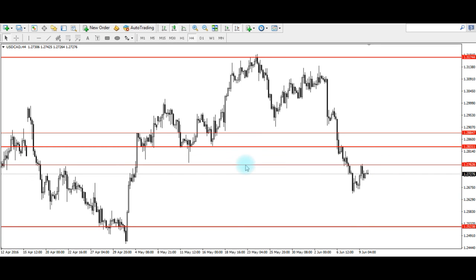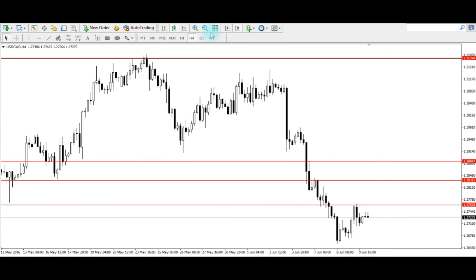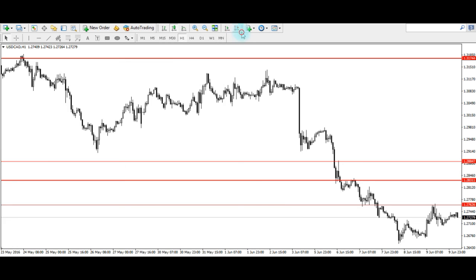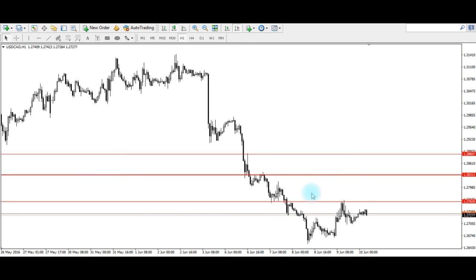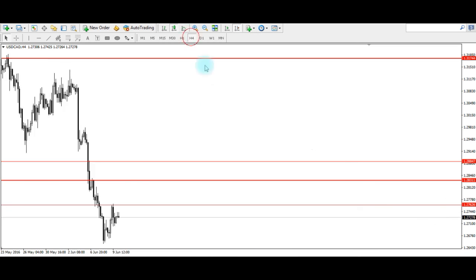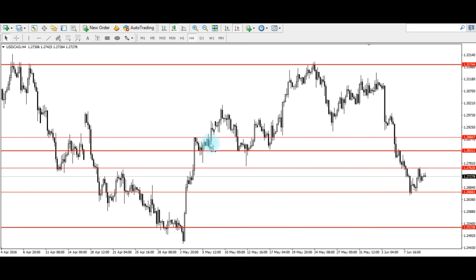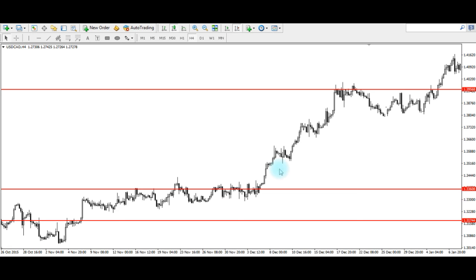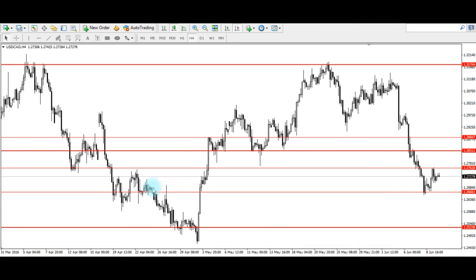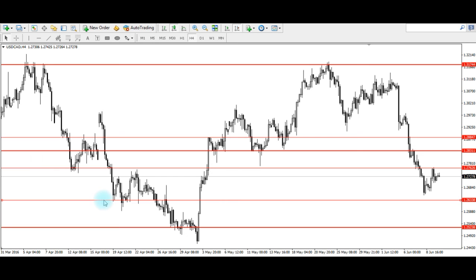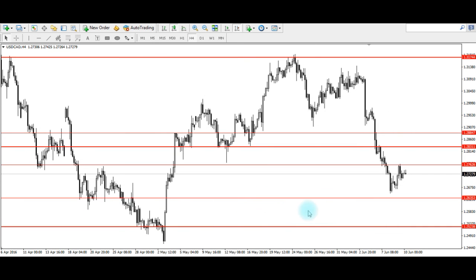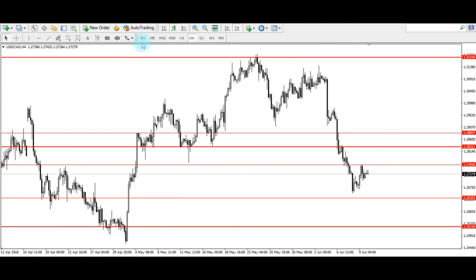On the downside, on the support level itself, we have 1.2762, followed by 1.2635, and then all the way to the bottom at 1.2523. So here are the few levels to take note of if later on you're going to trade the employment change for the Canadian dollar.